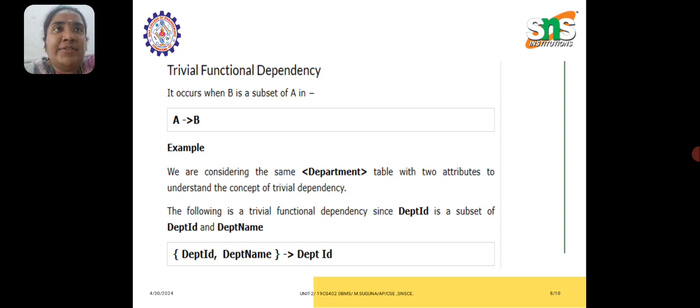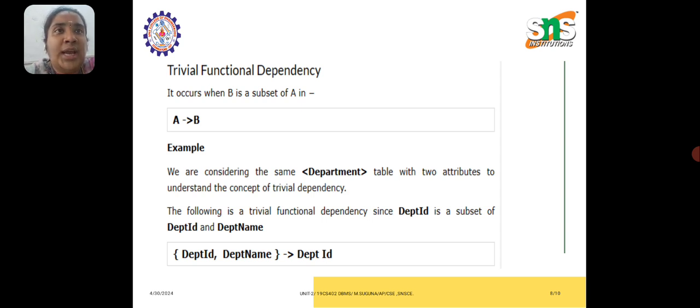Next one is identification. Identifying a non-trivial functional dependency is crucial in database normalization. By identifying and preserving these dependencies, we can ensure that the database schema is structured efficiently and free from redundancy. Normalization: non-trivial functional dependency plays a significant role in the normalization process.